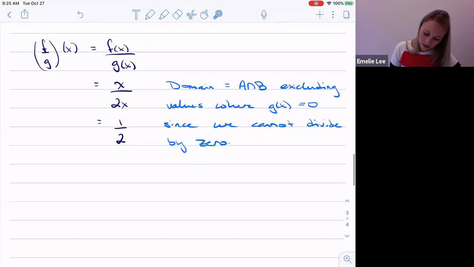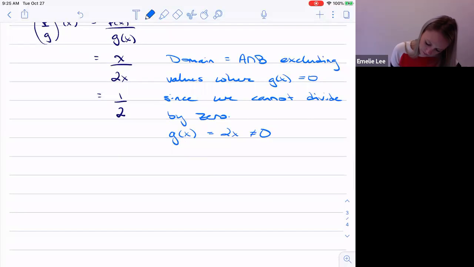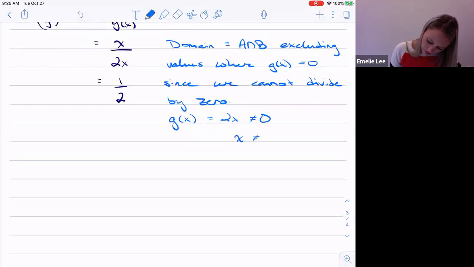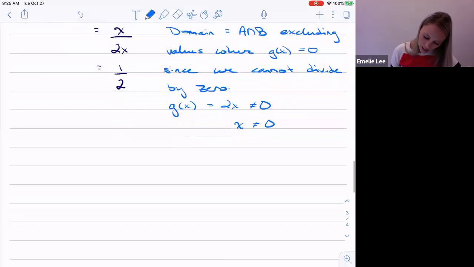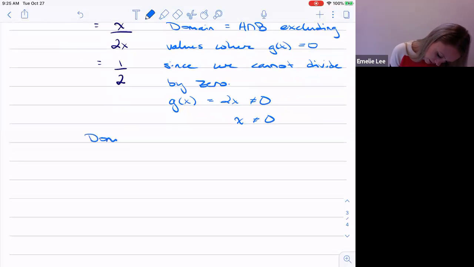So the domain here, g of x is 2x, so 2x can't be 0. G of x equals 2x, which cannot be 0. So x cannot be equal to 0, right? So we have to exclude that from our domain. So what we can do is we can say the domain is the set of x such that x is in the set of real numbers, but also x is not equal to 0.